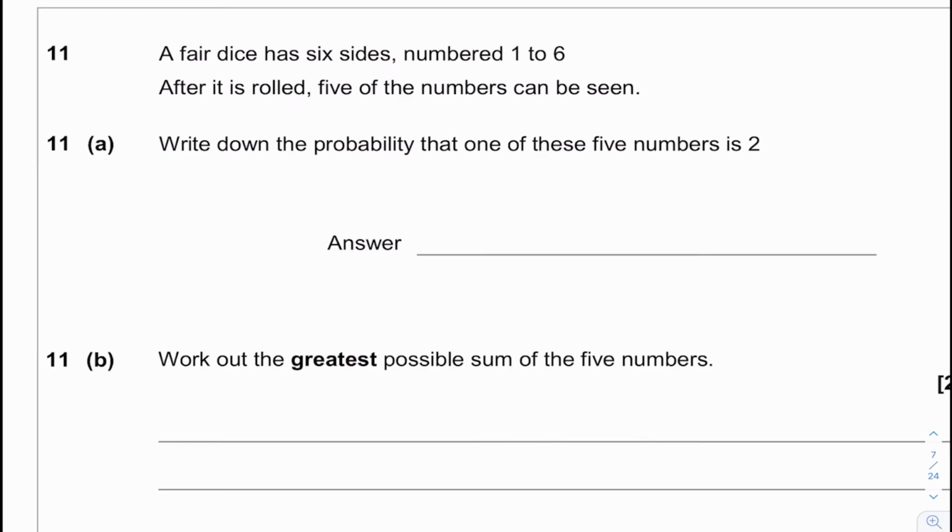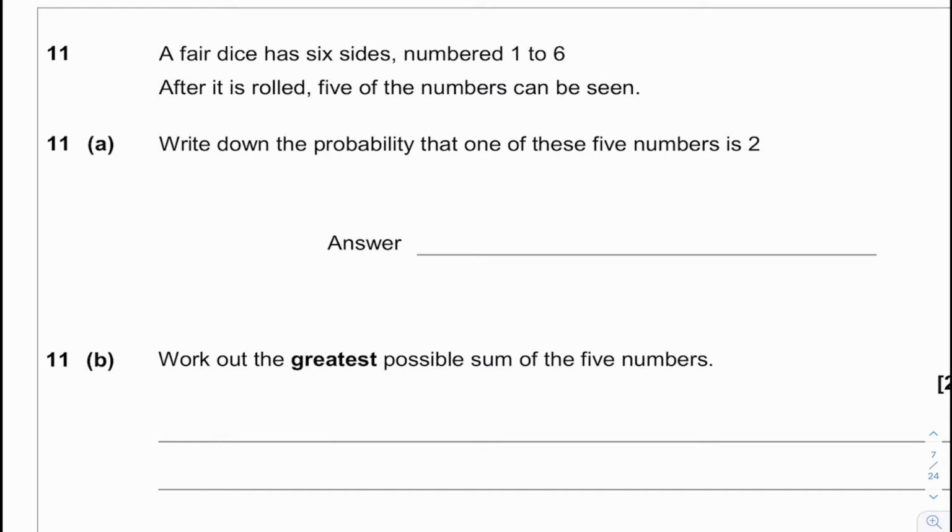So for question 11, we've got some information. We are told a fair dice has got 6 sides, numbers 1 to 6, and after it is rolled, 5 of the numbers can be seen. So for part A, we need to write down the probability that one of these 5 numbers is a 2. So let's consider this.